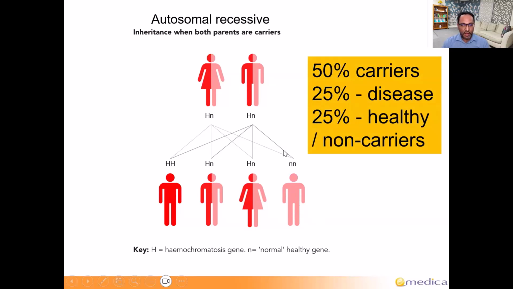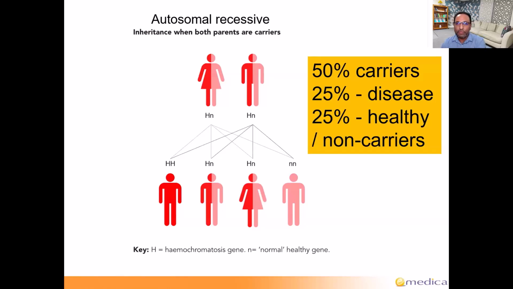So if both parents are carriers, there's a 50% risk that any children will be carriers, 25% risk that they get both abnormal genes and have full-blown disease, and a 25% chance that they get both normal or healthy genes and become healthy non-carriers in the next generation.